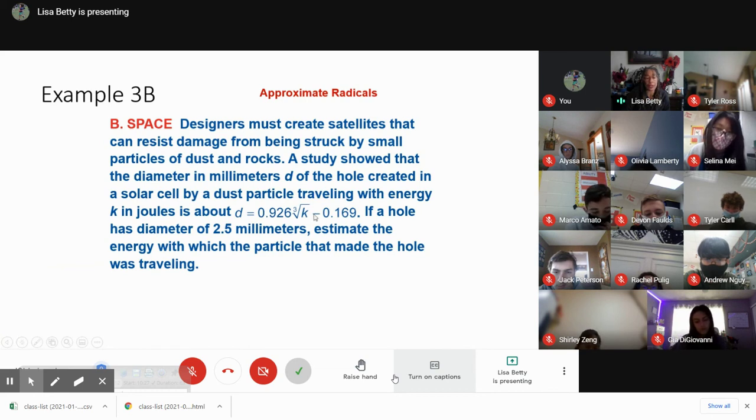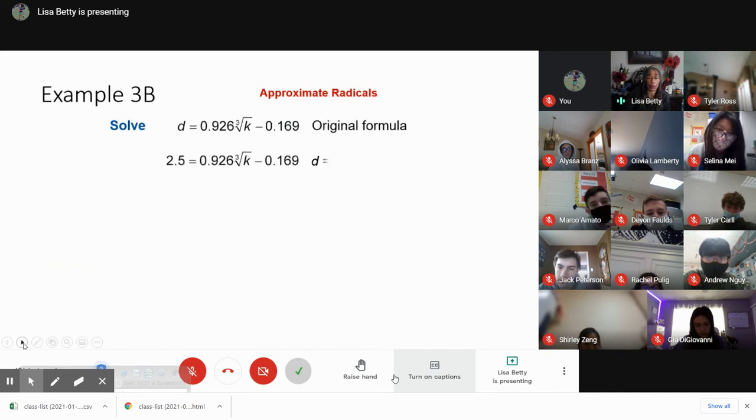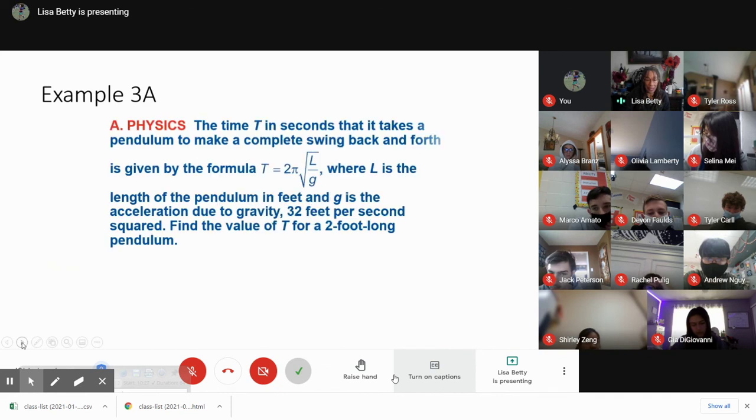No, okay, I'm sorry. They gave you D this time: diameter equals 2.5. Here's your equation, and you need to solve for K. If you want the practice, it'll be on the slide with all the stuff. So you plug in D equals 2.5. You divide both sides by 0.926. No, you don't. You add first. You PEMDAS backwards. You add first, then you divide, then you cube both sides, and get an answer. So you can check your work.